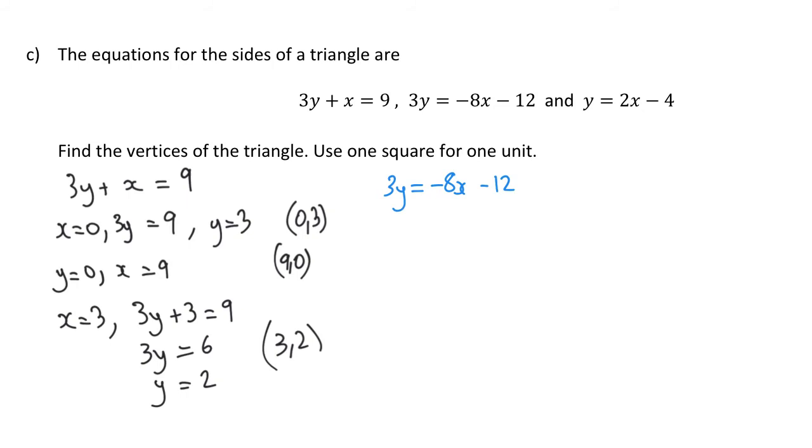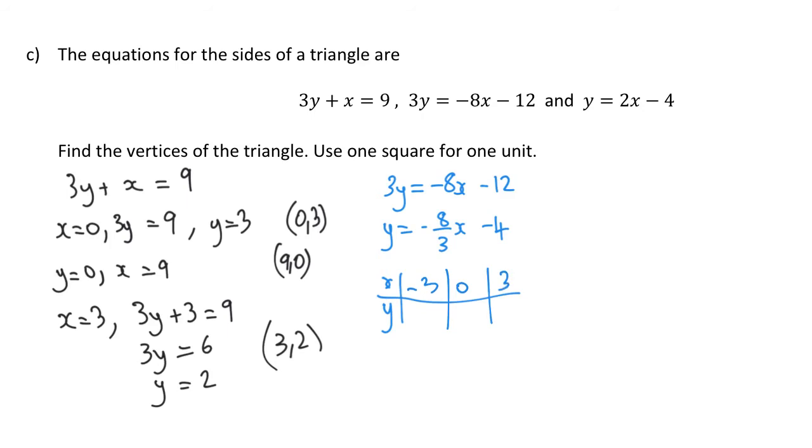Now it'd be good if this was in the form y = mx + c to use our table of values. So if we divide through by 3, we get y = -8/3 x - 4. Do our table of values, x and y. And here it would be a good idea to pick x values that are multiples of 3 so that it's going to make life a little bit easier for our coordinates. So if we were to pick -3, 0 and 3, that would give us a good range.